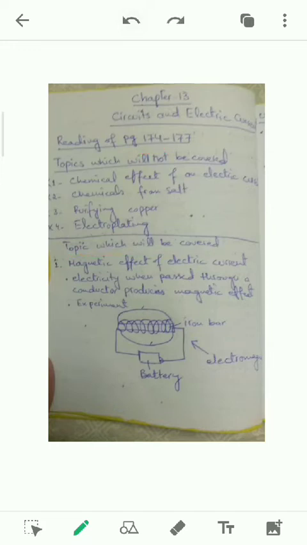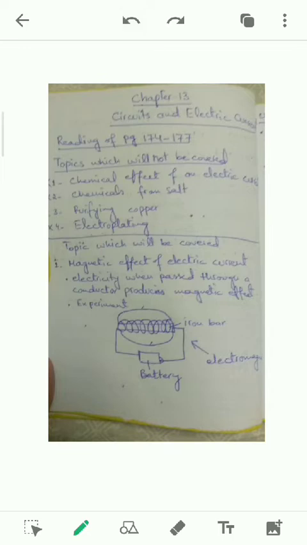So turn to page number 174, and you have to read the information as usual and underline the important points. Here I will explain what they will be talking about on this page. Magnetic effect of electric current, that is the main heading there. So it is basically a magnetic effect of electric current.